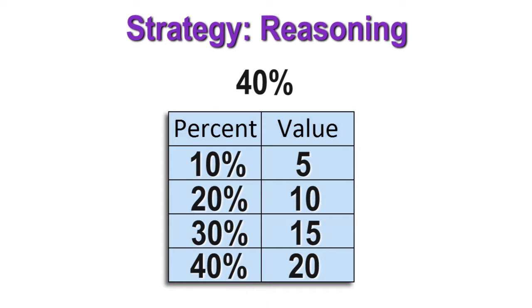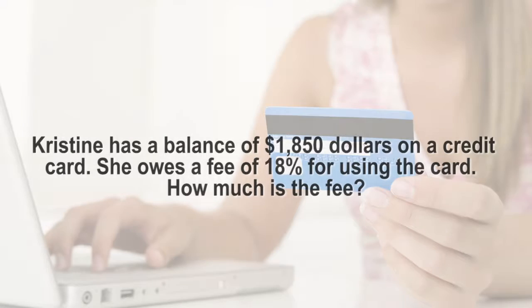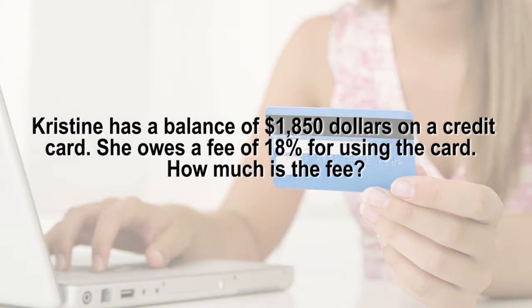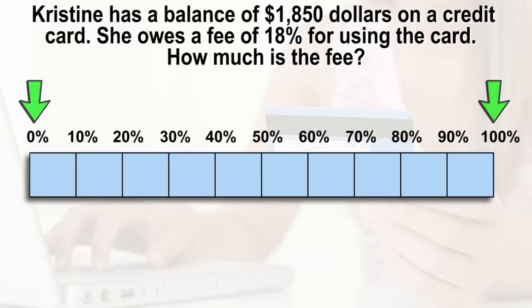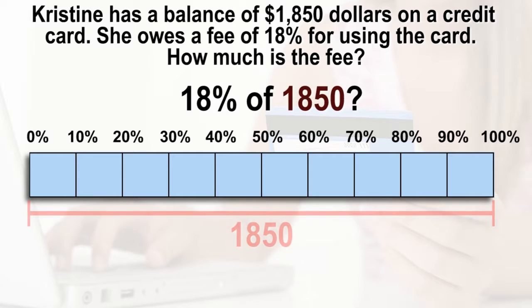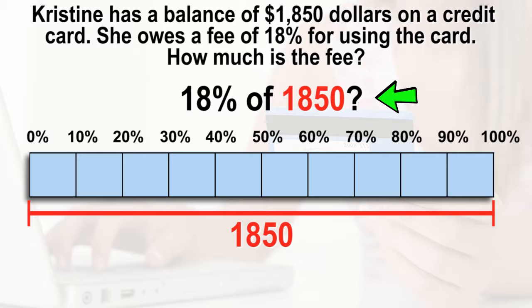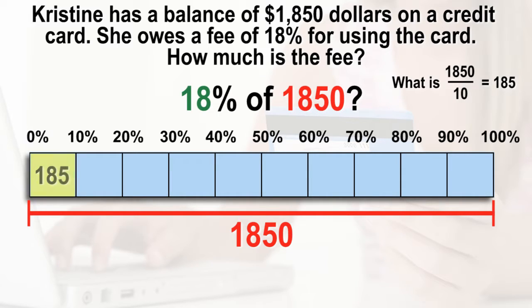Let's try another problem using the bar method. Christine has a balance of $1,850 on a credit card. She owes a fee of 18% for using the card. How much is the fee? Draw the bar and partition it into 10 units, showing 0% to 100%. What is the size of the whole? 1,850. What percent of the whole needs to be found? 18%. If 1,850 is divided by 10, there is 185 in each unit.